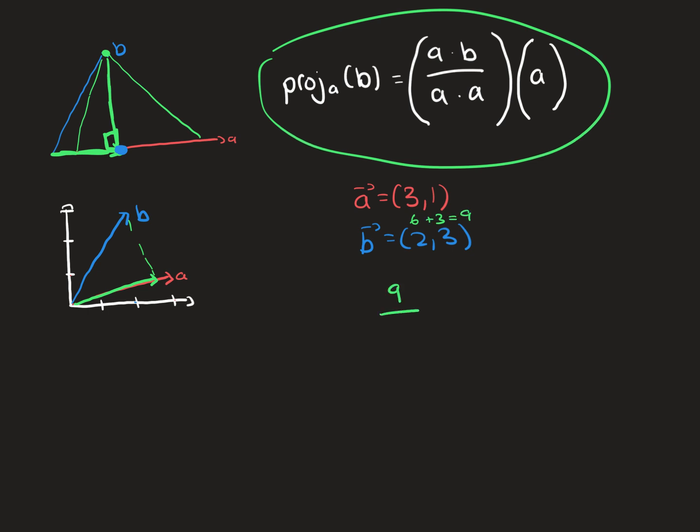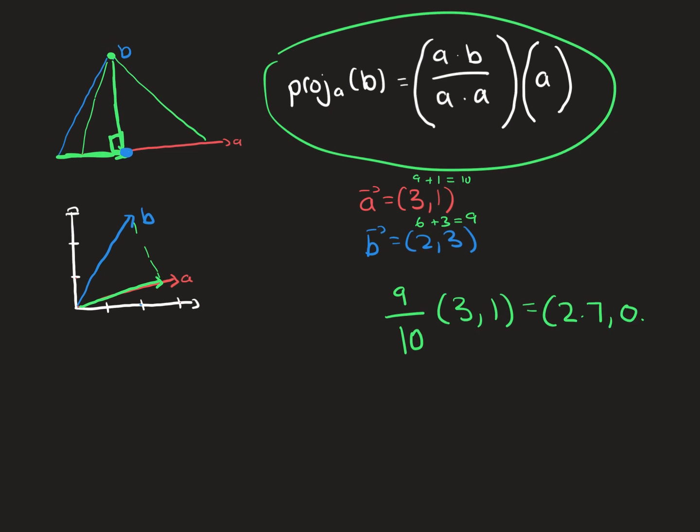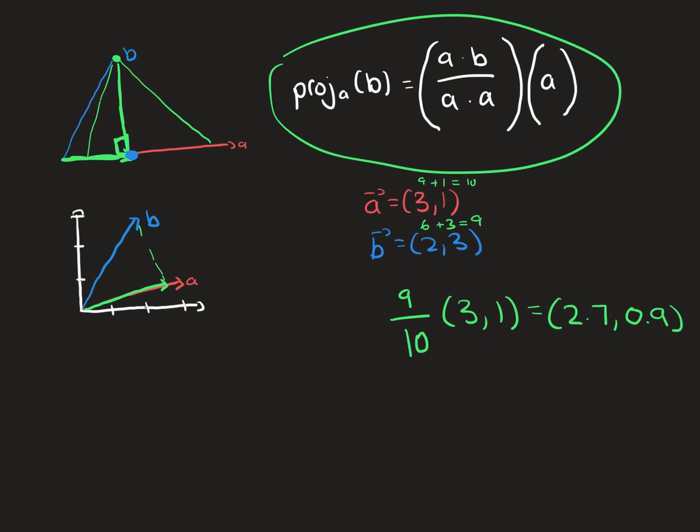Now, A dotted with itself, 3 times 3 would be 9, and then 1 times 1 would be 1. 9 plus 1 is 10. So, the vector A will be scaled by 9/10. So 9/10 times (3, 1), well, that's equal to (2.7, 0.9). And as you can see, this value is just a little bit smaller than our original A, like our graph is showing over here.